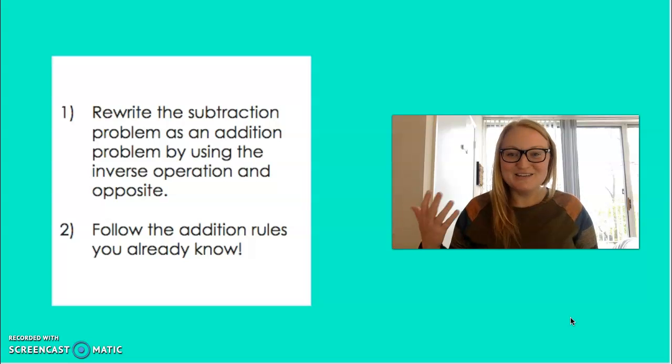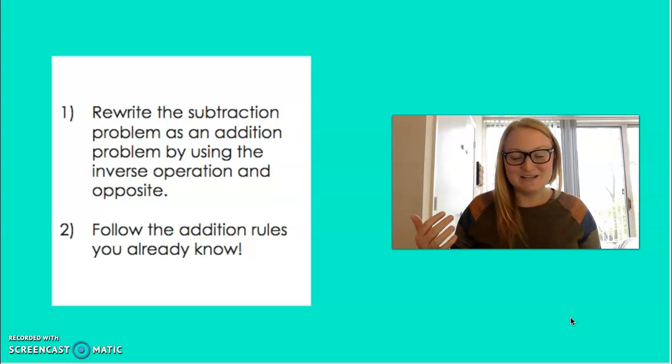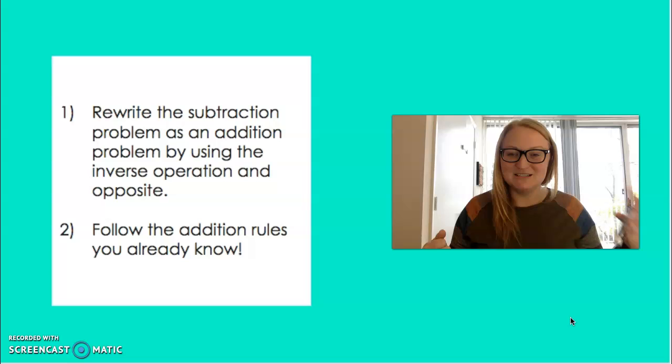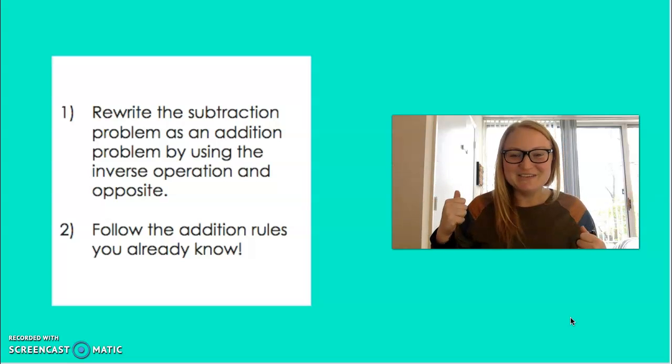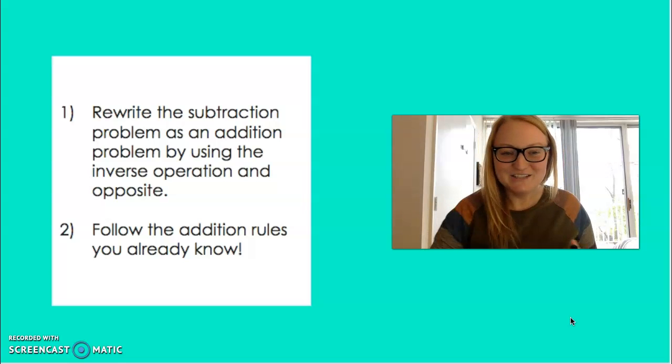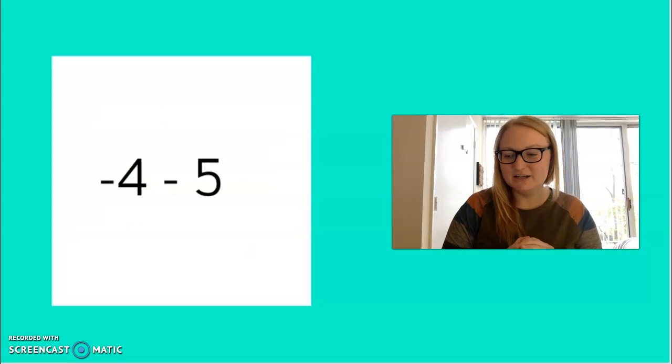Remember, you know exactly what an opposite is. If I have -5, the opposite is +5. If I have +3, the opposite is -3. So everything you actually already know, we're just going to be connecting it in a new way. So let's start out with an example, and let's take a look here.